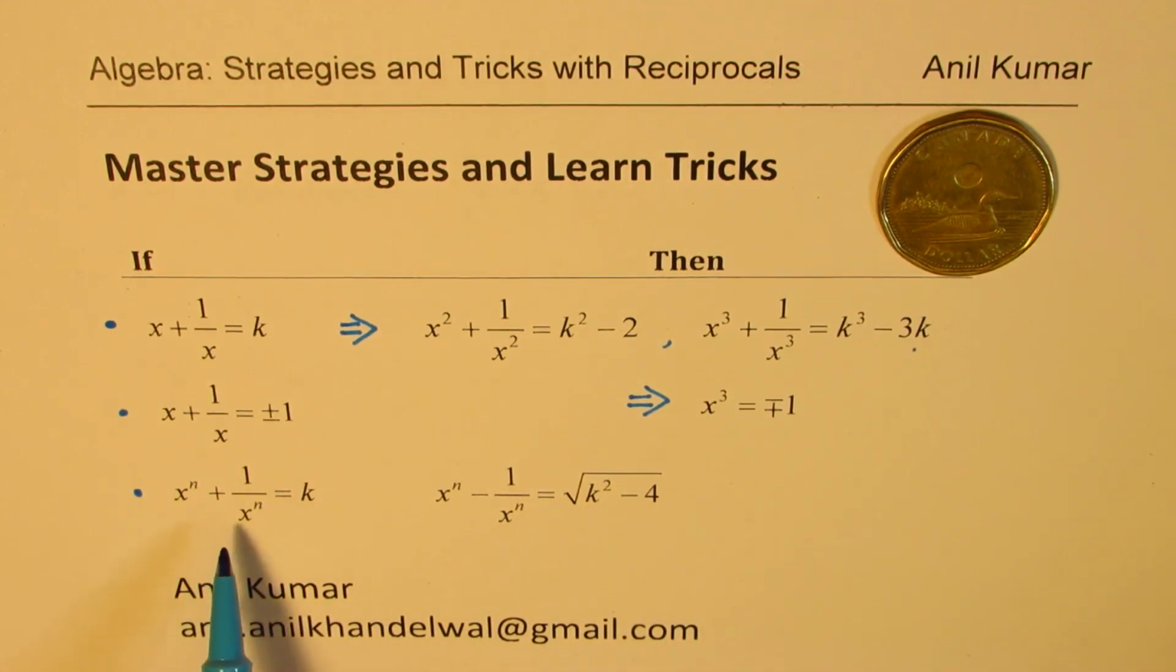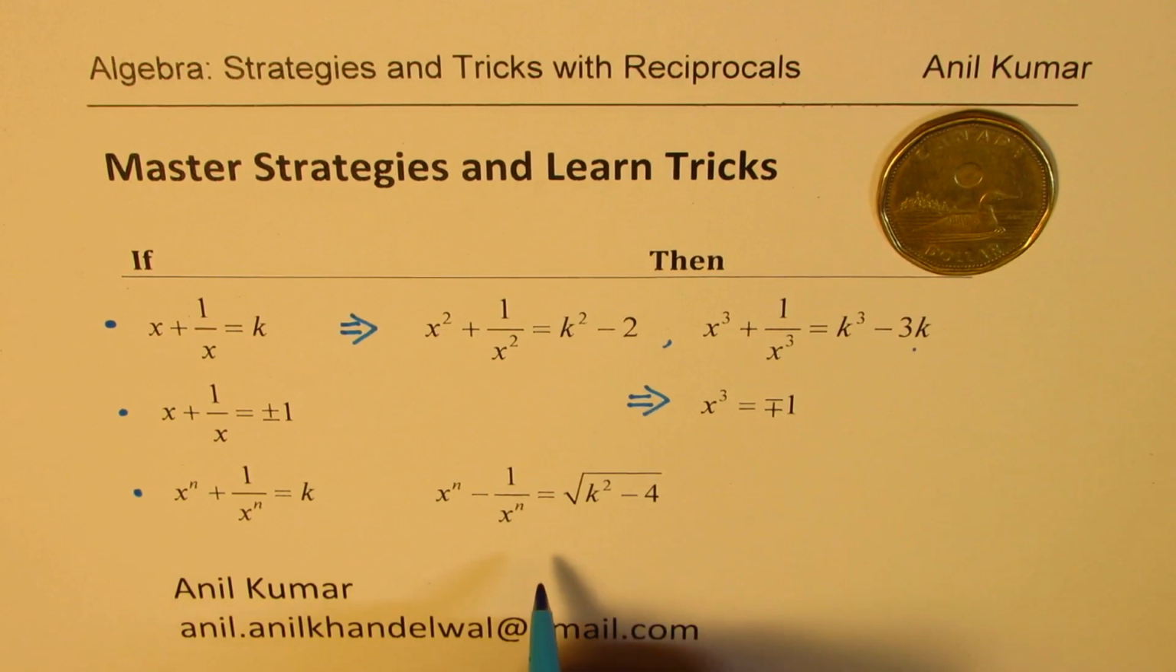Now here is a formula which converts plus to minus. If we are given x to the power of n plus 1 over x to the power of n equals k, it could be written as x to the power of n minus 1 over x to the power of n equals the square root of k square minus 4.